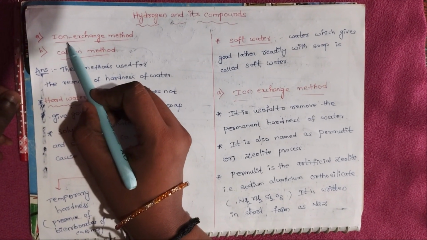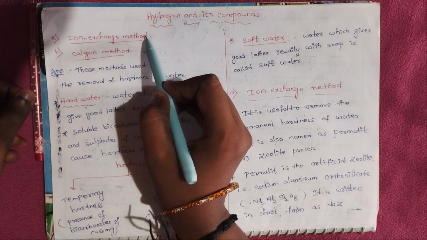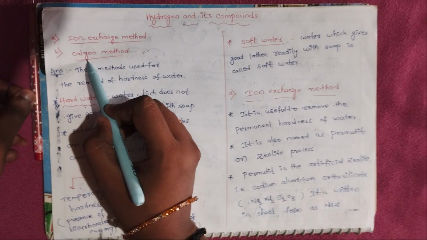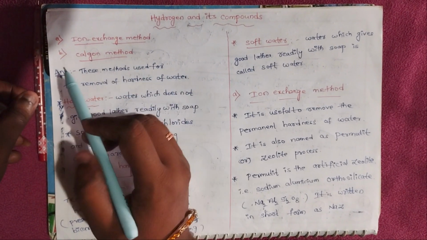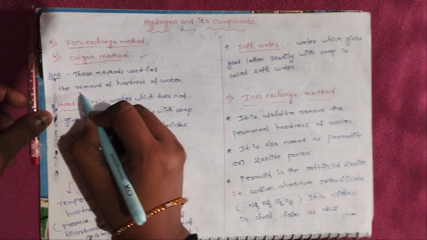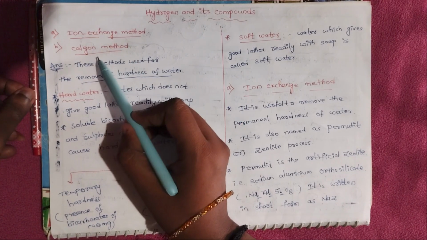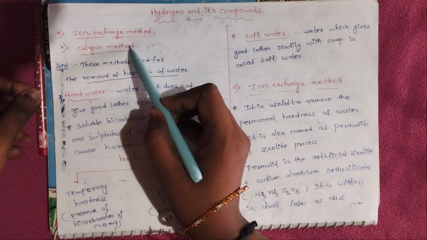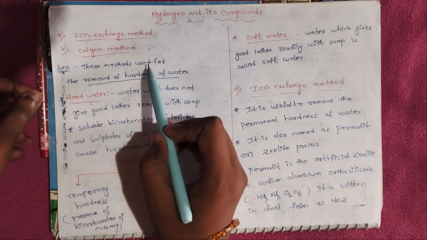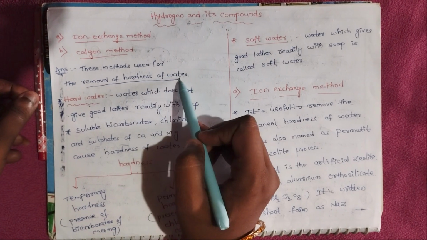What are the types of methods? The first one is the ion exchange method. The second one is the Calgon method. These are the two important methods, and they are used for the removal of hardness of water.